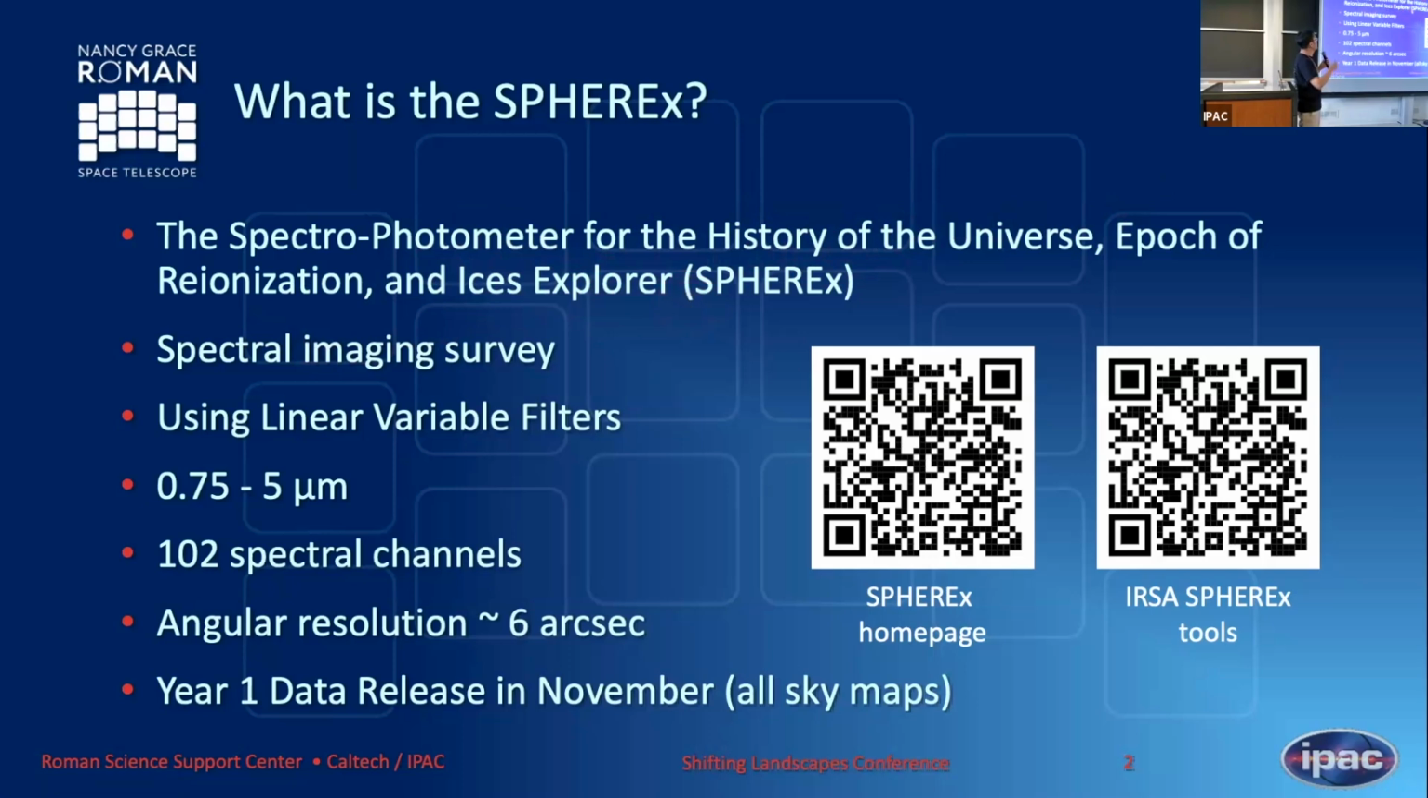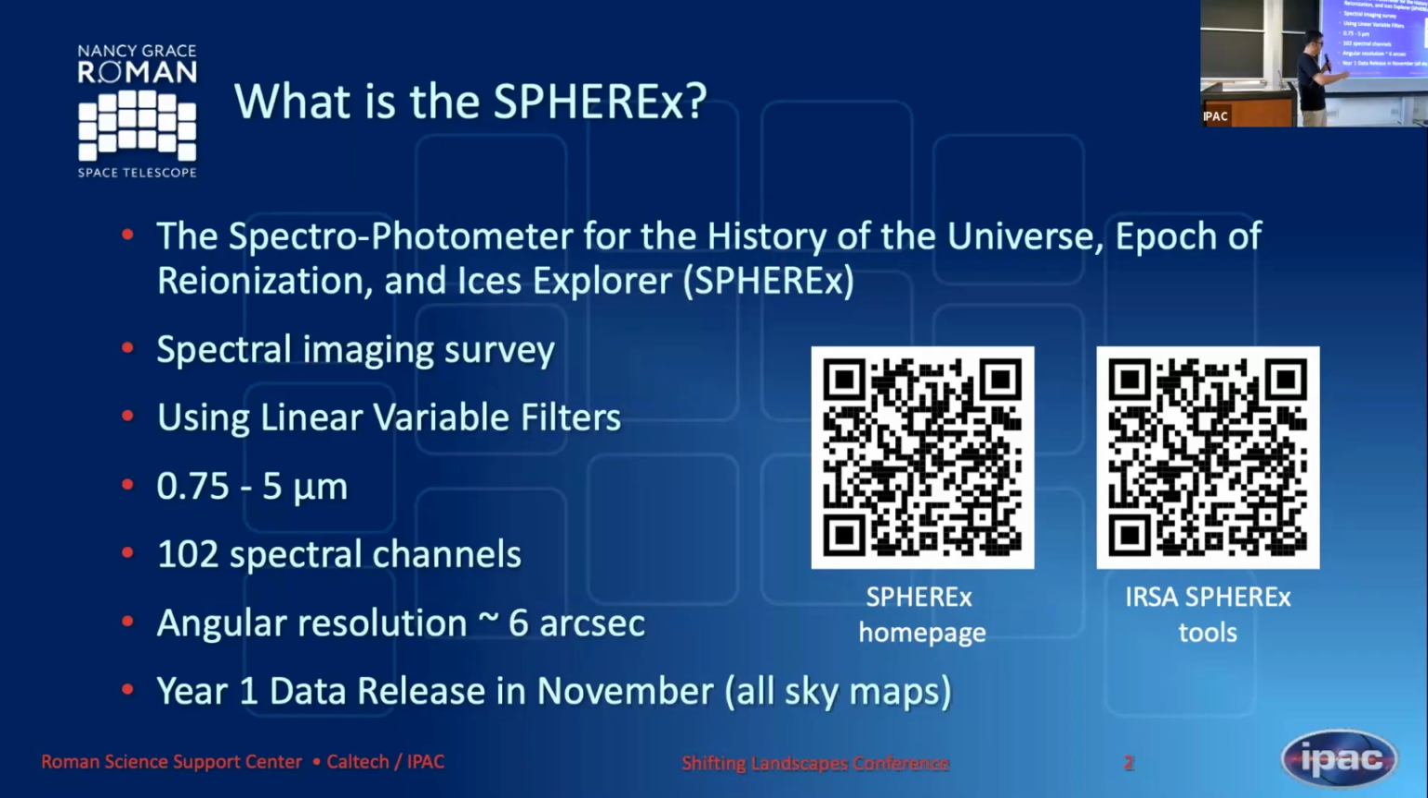It is a spectral imaging survey. It has 102 spectral channels. You can naively think they have 102 bands in there, but they're really narrow. They use linear variable filters, which you don't need to worry about. The angular resolution is about 6 arcseconds, which is a small telescope.